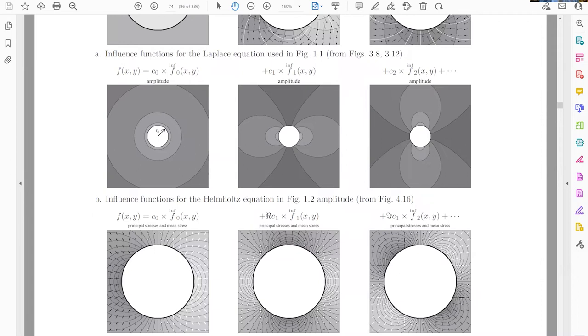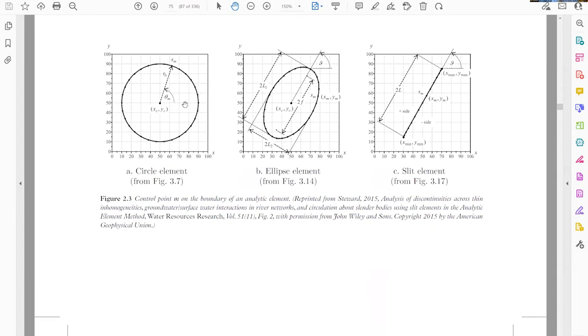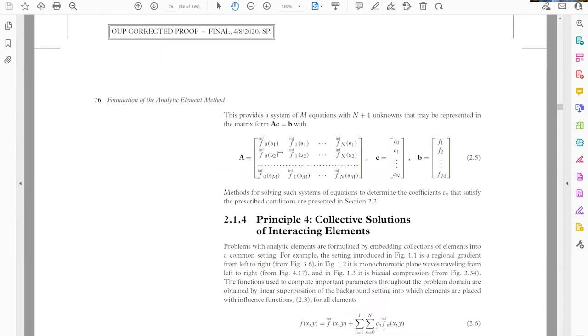You could say, well, I know the displacement around this boundary. Well, I know the traction. I know the stress around this boundary. Well, I know that this has to fully reflect the waves. So whatever your boundary condition is, you put together a series of equations where you multiply the coefficients times the functions evaluated at a point, and it has to match whatever your boundary condition is. Given groundwater elevation, given temperature, given voltage, whatever it happens to be. We specify a set of control points that allows us to develop a system of equations where we have a matrix of evaluated functions times the coefficients to match our boundary condition.